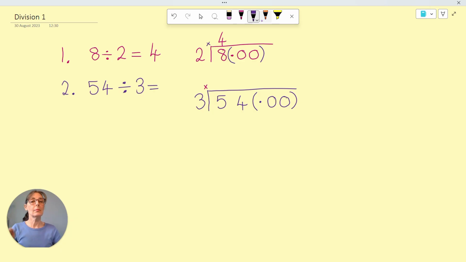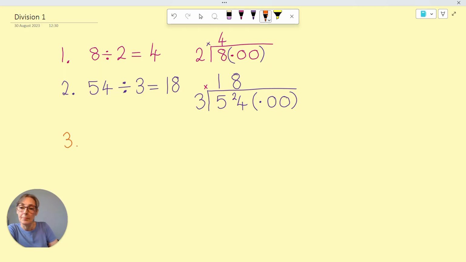Okay, how many 3's fit into 5? 1 3 fits in 5 with 2 left over. 1 times 3 is 3. 4, 5. How many 3's fit into 24? Well, I know 3 times 8 is 24, so it fits in exactly. So the answer is 18.